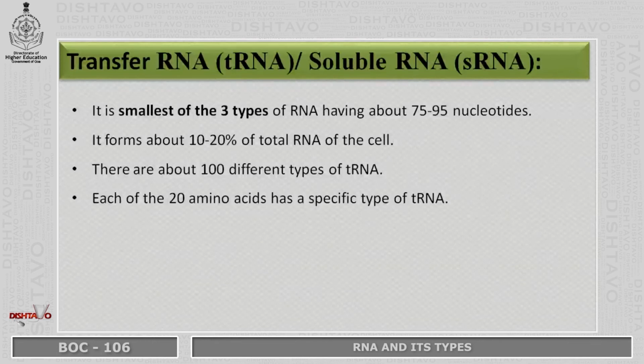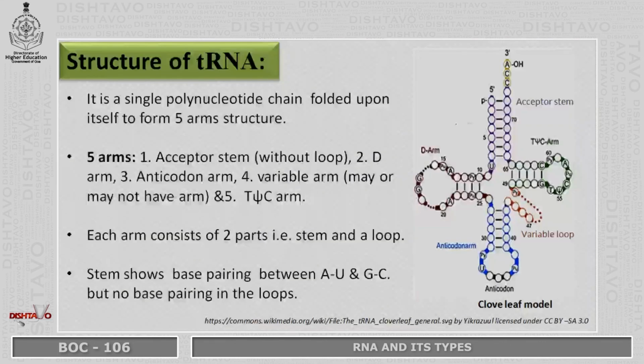Transfer RNA or soluble RNA. It is the smallest of the 3 types of RNA, having about 75 to 95 nucleotides. It forms about 10 to 20% of the total RNA of the cell. There are about 100 different types of tRNA. Each of the 20 amino acids has a specific type of tRNA.